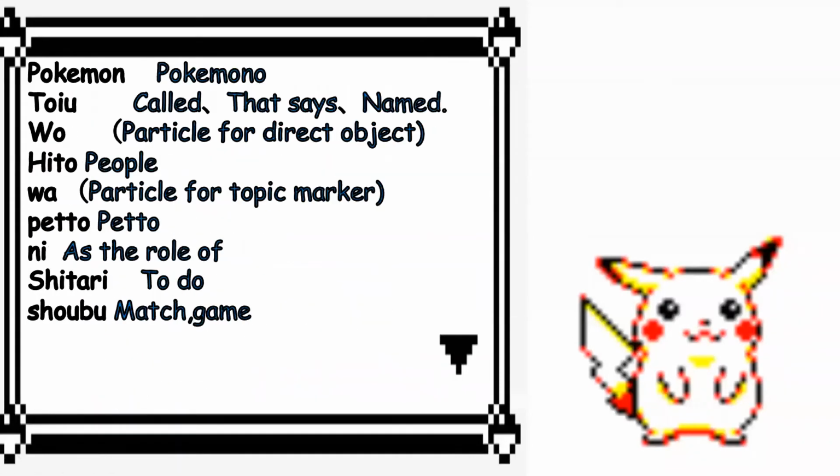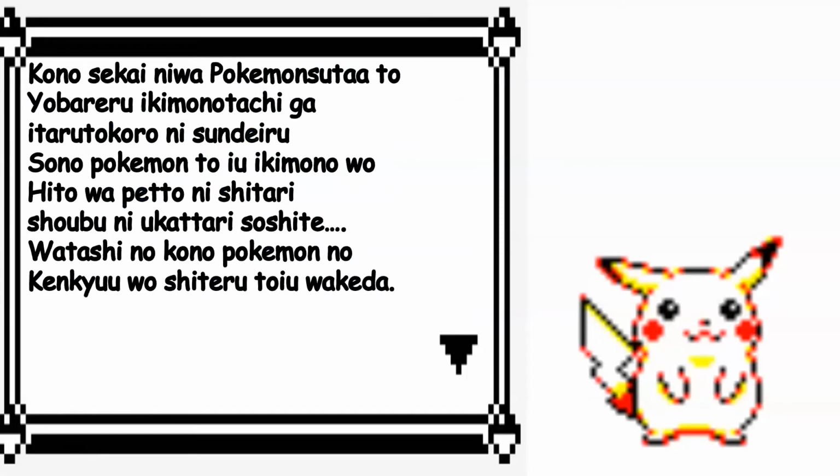Then we have toiu, it means to be called. We use this one if the person is not familiar with what we are saying. Since it's our first time, Professor Oak assumed that it's our first time to visit the Pokemon world. He assumed that we are not familiar with the Pokemon. That's the reason it was called toiu. We don't use toiu if we know that the listener is already familiar with what we are saying. For example, I know that you are familiar with the Avengers, so I wouldn't say toiu for the Avengers. We only use toiu if we know that the listener is not familiar with what we are saying.